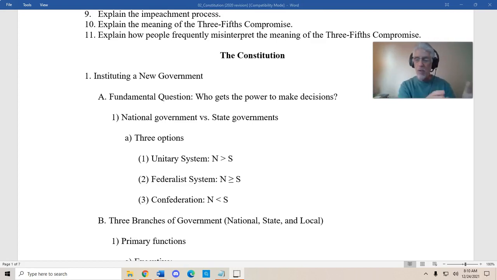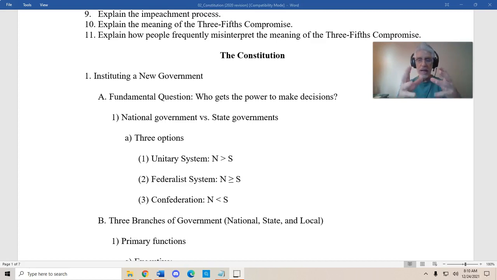So if I were to ask that question and someone would say a unitary system is N is greater than S, and so on, they would get a really bad grade. So again, it's important for you to take notes and make sure that you can explain in words and in complete sentences what each of these mean. So let's start with a unitary system. What do I mean by N is greater than S?